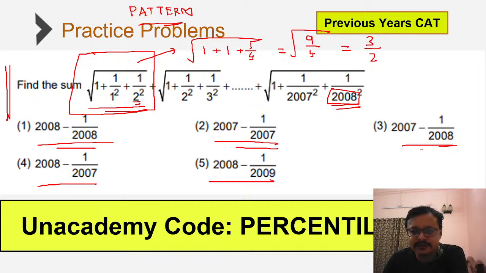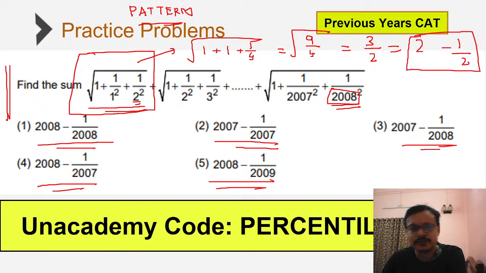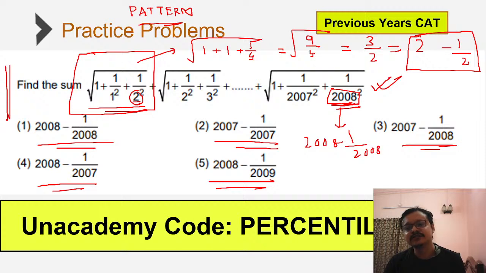Look at the option patterns and check how we can represent 3 by 3 by 2, which is nothing but 2 minus 1 by, this term minus 1 by. But in the actual question, they're giving you a large number, up to 2008. So do the same thing: 2008 minus 1 by 2008. And that will give you the answer as option A, that is 2008 minus 1 by.